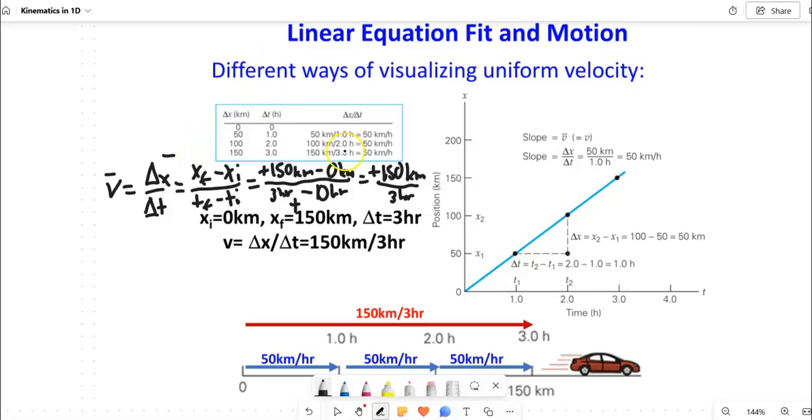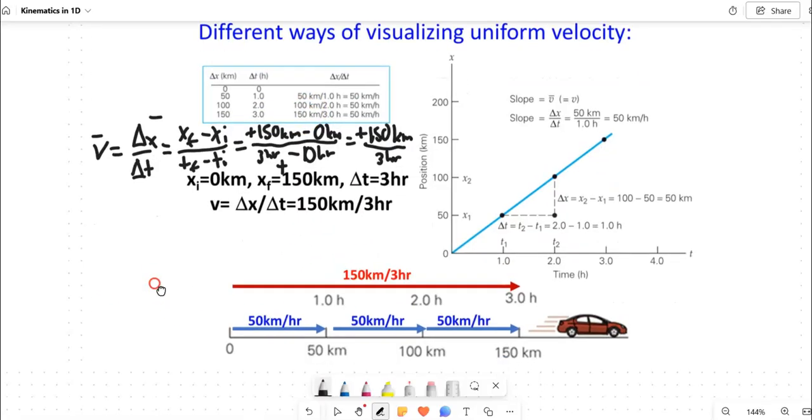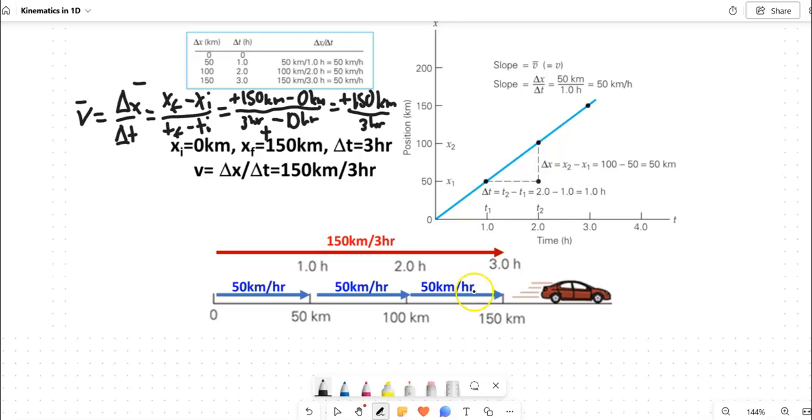What that would look like on a number line: if you drove 50 kilometers in 1 hour, and that was your displacement over time, and then the next hour you drove another 50 kilometers, and then the last hour you drove another 50 kilometers, your velocities at each one of these points in time will be 50 kilometers per hour. Again, these are our instantaneous velocities at this time.